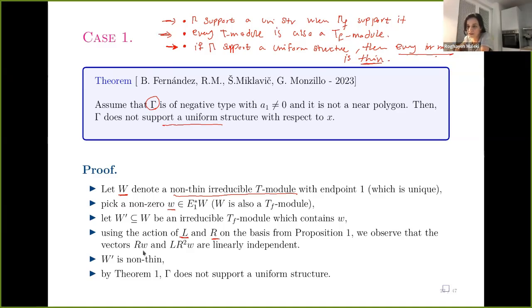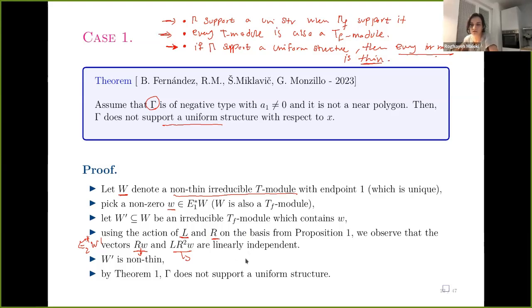Then we observe that the vectors Rw and (L+R)Rw are in fact linearly independent. Here I should mention that w is in E1 star of W prime. When you raise it, you go to E2 star of W prime. And when you raise it twice, you go to E3 star of W prime, and when you lower it once, you go back to E2 star of W prime. So they are all in E2 star of W prime, and they are linearly independent.